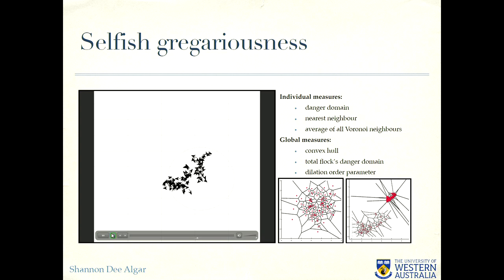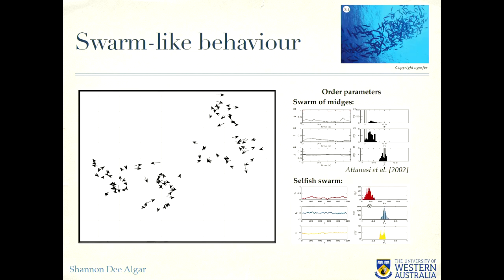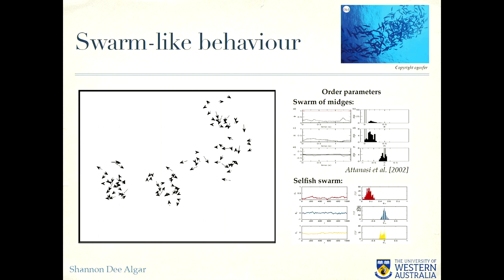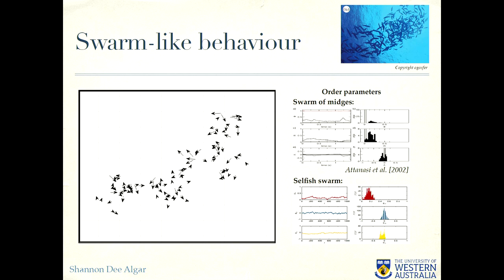So continued being selfish once you've kind of exhausted those benefits. All right, so what I'm going to do now is zoom in on this motion, and we're going to look at what it looks like in here, this bit that you've just been watching. Okay. So, we look like a swarm. Swarm of midges, shoal of fish, not much order. Correlation, certainly, but not much order.